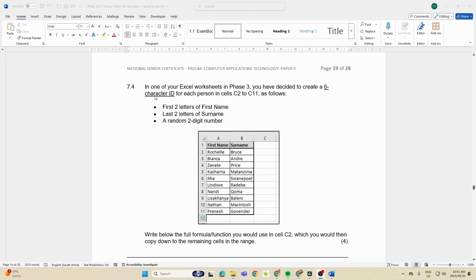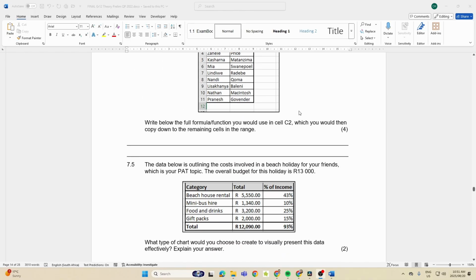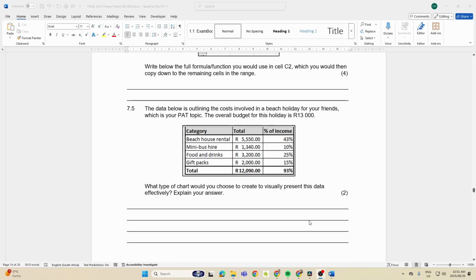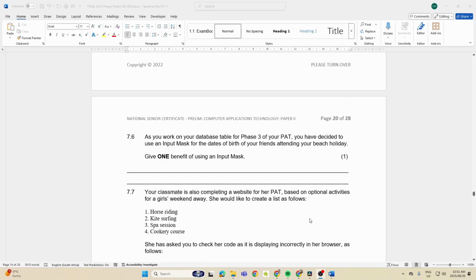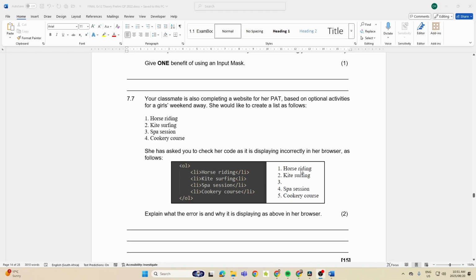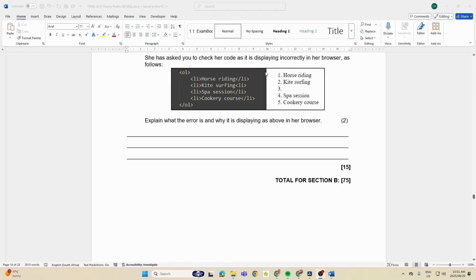They wanted to create a 6-character ID. How would you go about doing that? So in other words, they can ask you some prac questions in the theory format. Okay. Then your input mask here, you can see as well, here's some HTML. So you can get a myriad of different questions coming up in this section. And that's the end of section B.